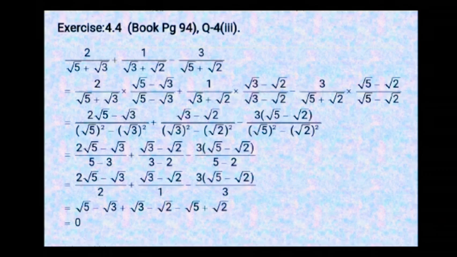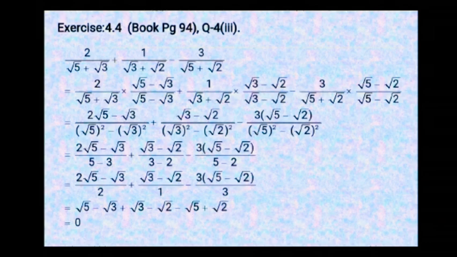Now, for the last term, minus 3 will be multiplying by under root 5 minus under root 2. And on the denominator, the third identity will be applied. That is under root 5 whole square minus under root 2 whole square. Under root and squares will be cancelled and the simplified form you will get in the third step. That is 5 minus 3, 2. Numerator will come down as it is. 3 minus 2 will be 1. And 5 minus 2 will be 3.